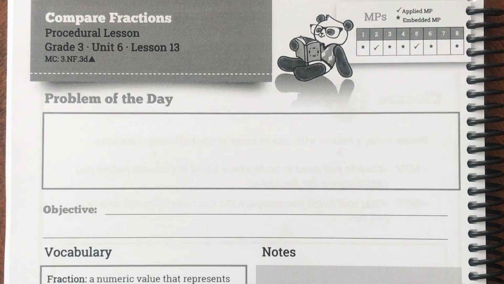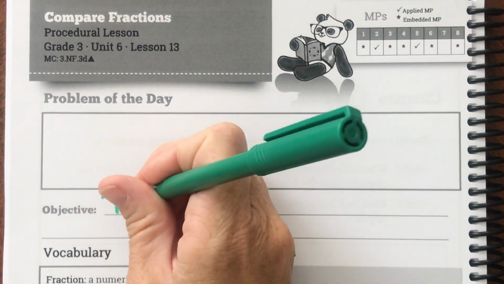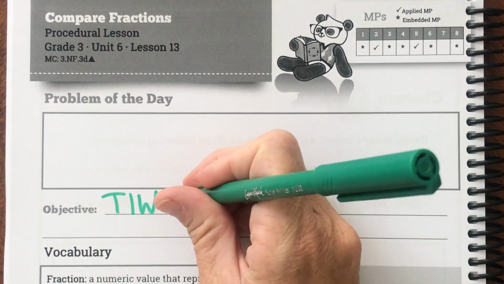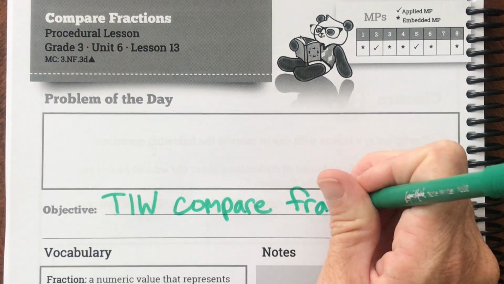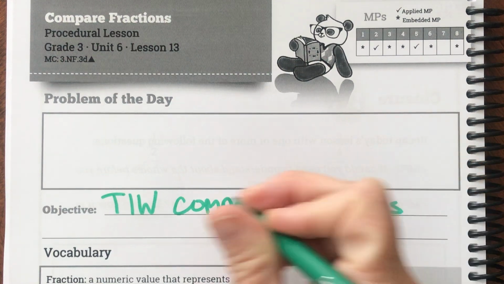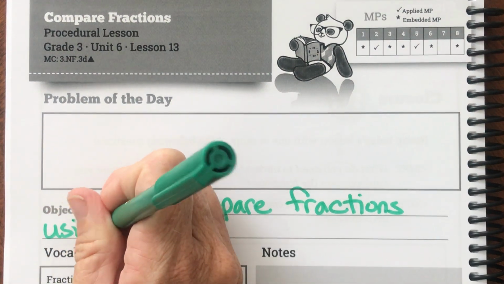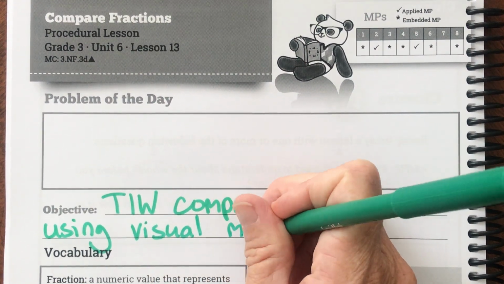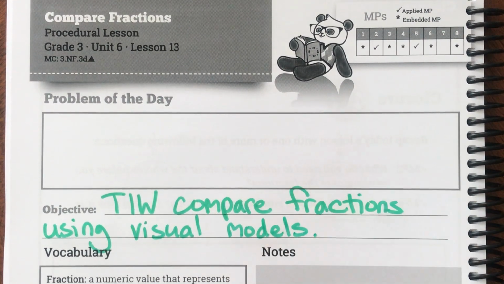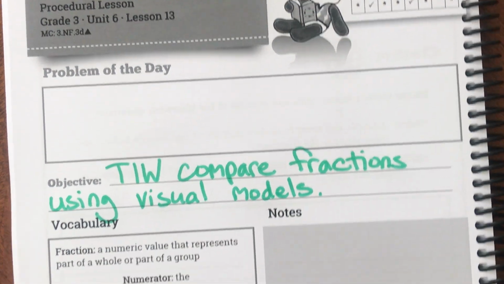Today we are on page 157 of your student journal. And our objective, or goal, today is: today I will compare fractions using visual models. Period. Okay, so let's look at our vocabulary since this is something new.